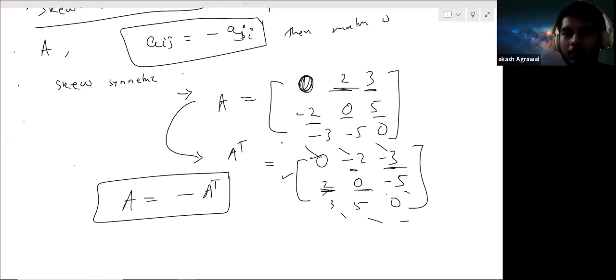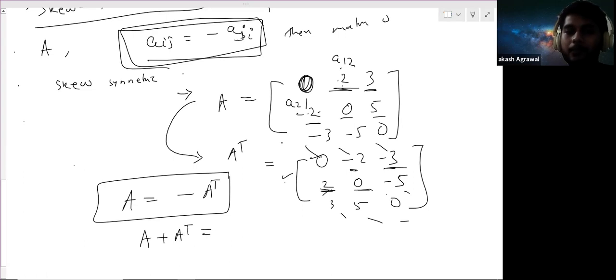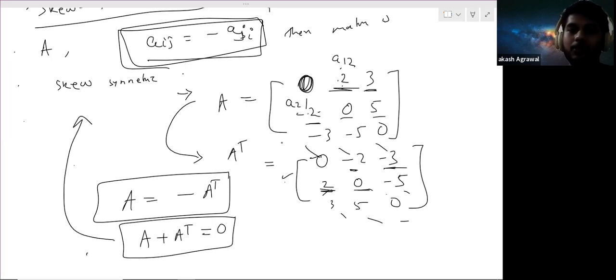This is A12 and this is A21. They are of opposite signs. So A and A transpose, if you add them, then it will become 0. Got it? So if this happens, then the matrix is called a skew symmetric matrix. Very simple. Please write it down.